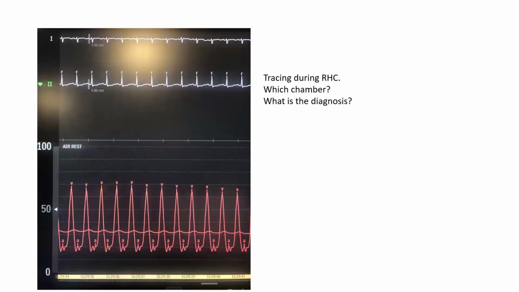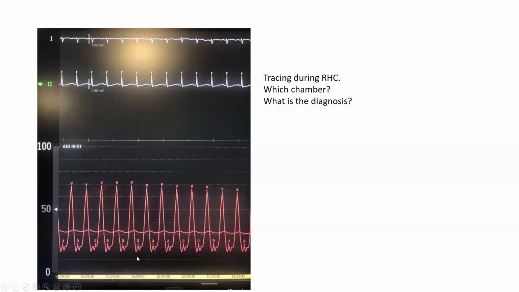This is another case. This is a tracing obtained during a right heart catheterization. Tell me, this is from which chamber and what is the diagnosis? You need to recognize this immediately as you look at it. This is actually pulmonary capillary wedge pressure with a massive V wave. This waveform has a peak pressure of 65. You may think it's PA pressure, but it is not, for the following reason.